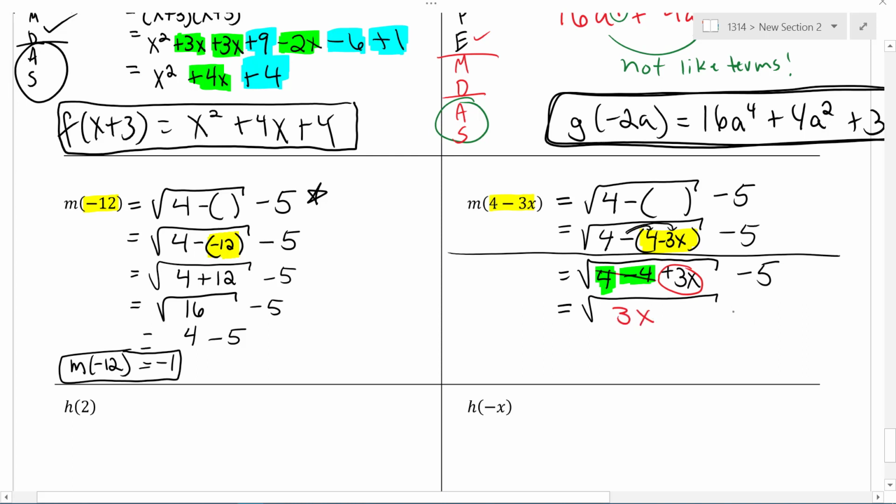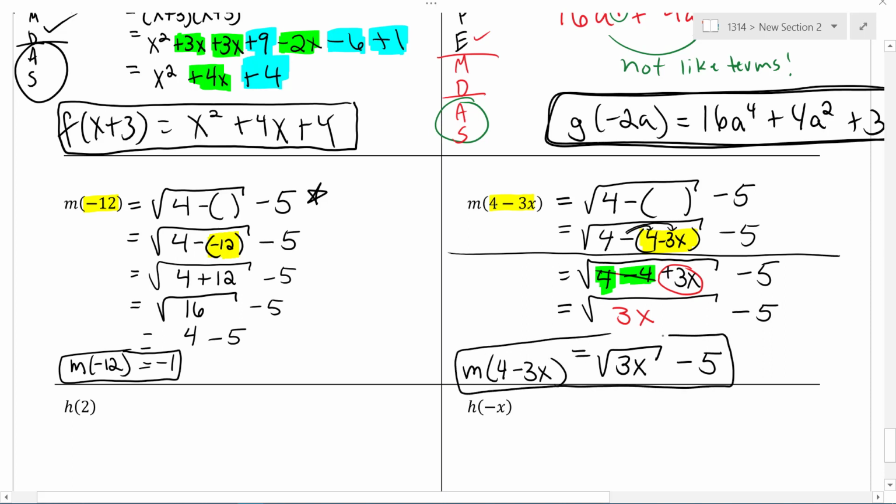On the outside of our square root we can bring down our minus 5, and that's as good as that gets. We can't take the square root of 3x. We don't know what x is. So the square root of 3x is as good as it gets underneath. And because we couldn't simplify what's underneath the square root and the square root is still there, we cannot combine that with the negative 5. So our final answer is m of 4 minus 3x is equal to the square root of 3x minus 5.